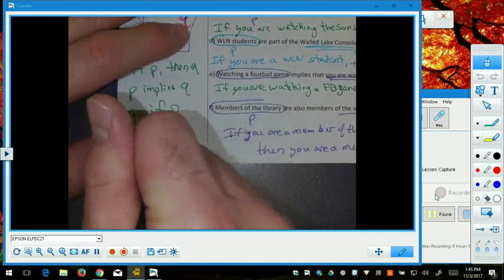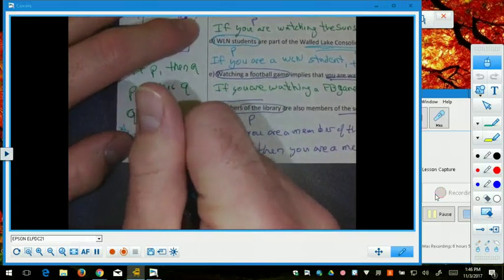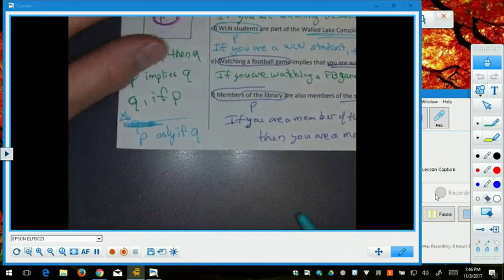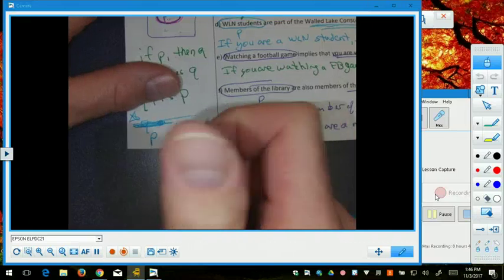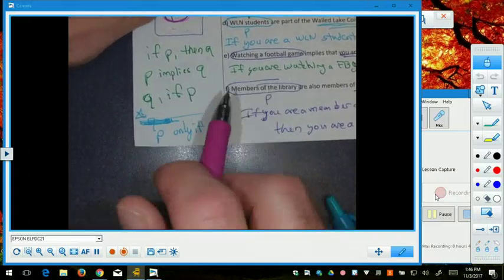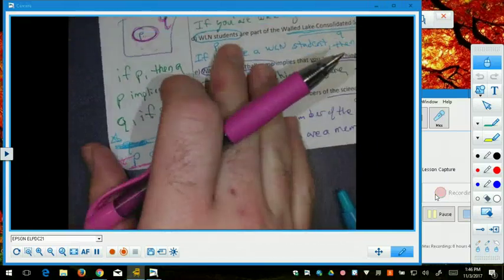The one that is tricky is P only if Q. And we'll talk about that in class. But basically, normally the hypothesis always follows the word if, except in this unique case, which we don't see very often.